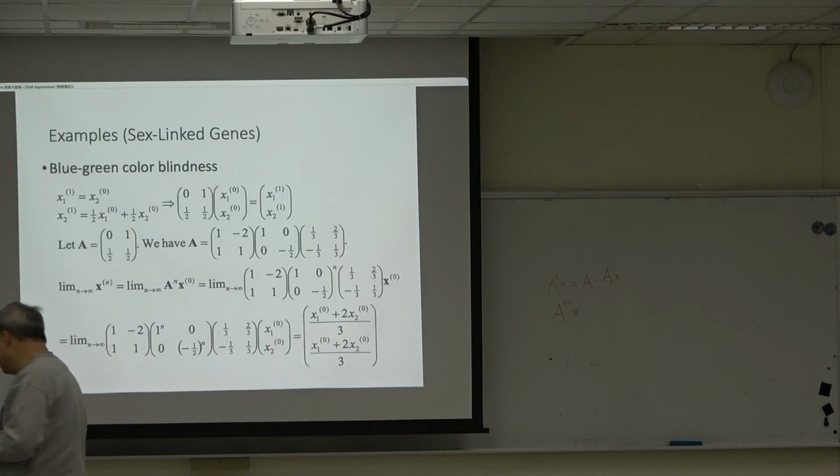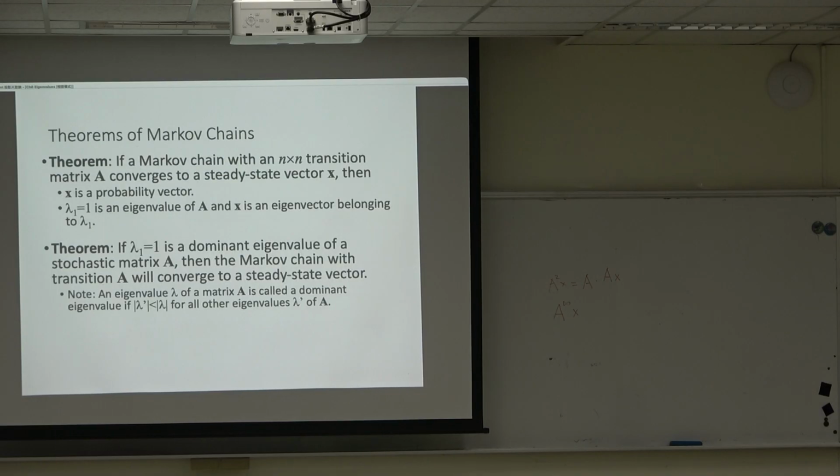So given an initial condition, you can predict in the long-term future what the blue color blindness and green color blindness distribution is. Okay, so this is a Markov process, which happens to have some connection with matrix diagonalization. So from here we learn something.